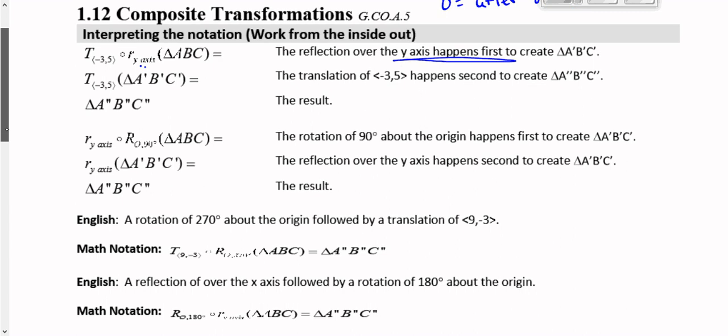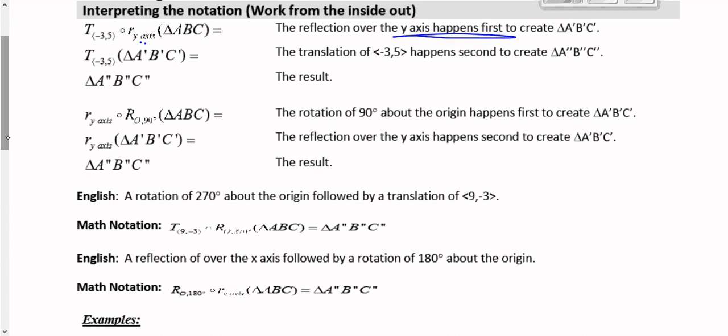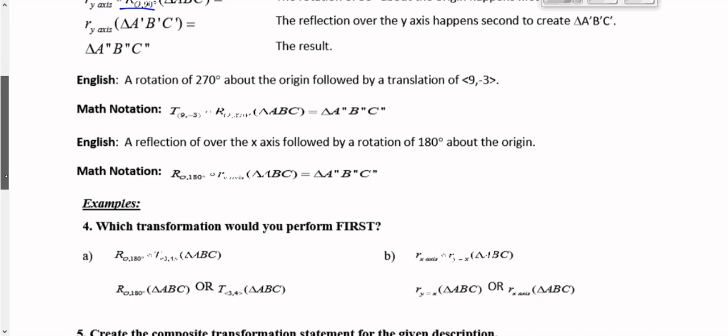So down here, that's a reflection of a rotation. Which one gets done first? The rotation, because you can't do a reflection of a rotation until you have the rotation done. So you always do the second thing first. Does that make some sense to you? So let's make sure we got this straight.